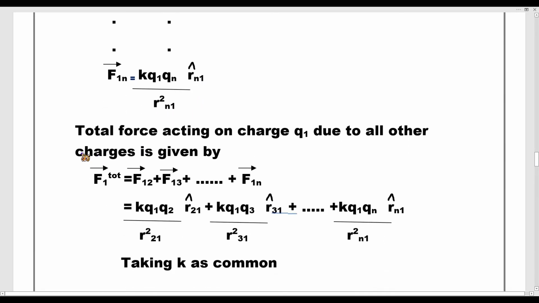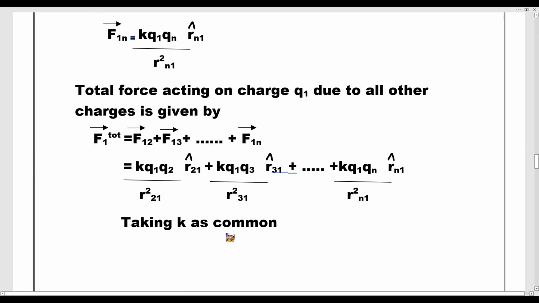Now, the total force acting on charge Q1 due to all other charges is given by F1 total vector is equal to F12 vector plus F13 vector plus and so on up to F1n vector, and is equal to K Q1 Q2 by R21 square into R21 unit plus K Q1 Q3 by R31 square into R31 unit plus and so on up to K Q1 Qn by Rn1 square into Rn1 unit.